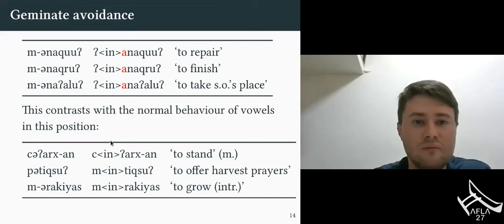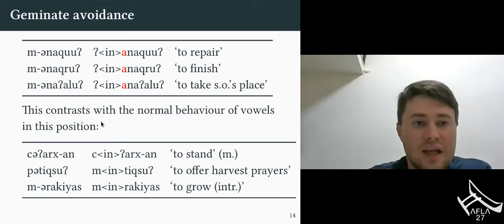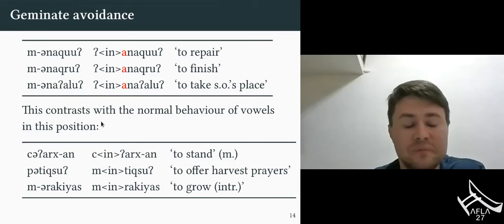Now, there's also other things happening in the data. So for example, Atayal does not like geminates. So geminates on the surface are avoided. So if vowel reduction would lead to a geminate, then vowel reduction does not take place, and instead the vowel is kept, or it's fortition.